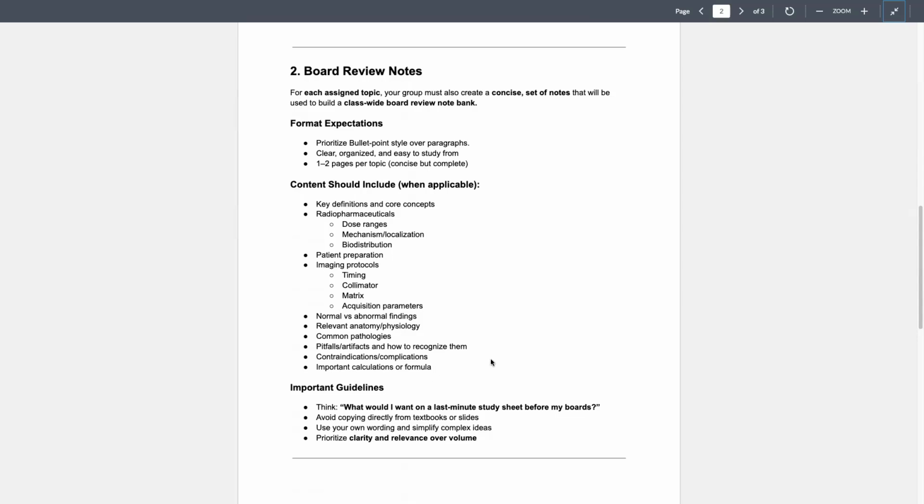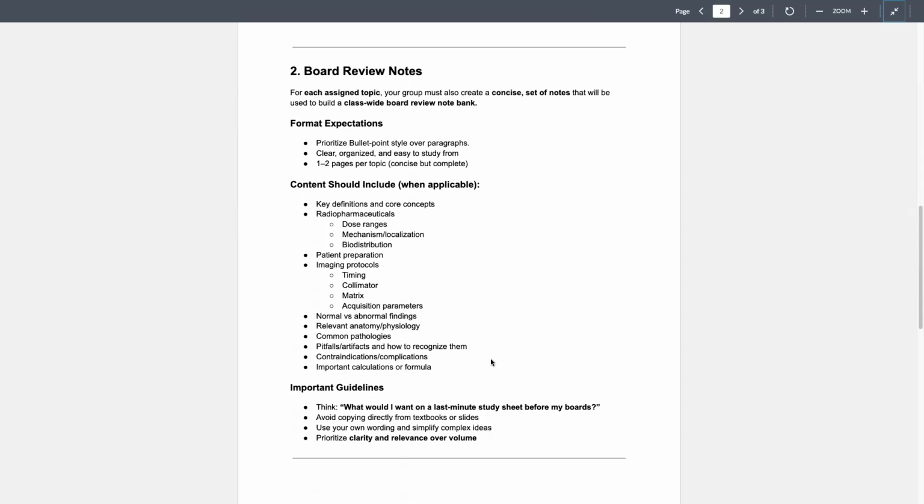So, important guidelines: just again, think, what would I want for a last minute study before boards? Avoid copying directly from textbooks or slides. Just come up with some bullet points on your own of the things you actually dove into and studied. Use your own wording, but make it simple. And then again, prioritize clarity and relevance over volume. We don't want paragraphs of stuff. We want simple, easy to understand notes.